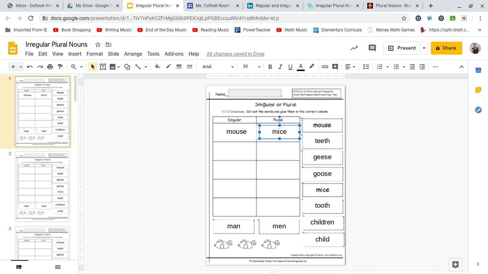So that is a whole lot for us to be doing for irregular plural nouns. Give us lots of practice today and lots of fun practice.